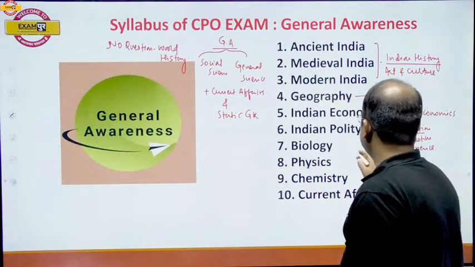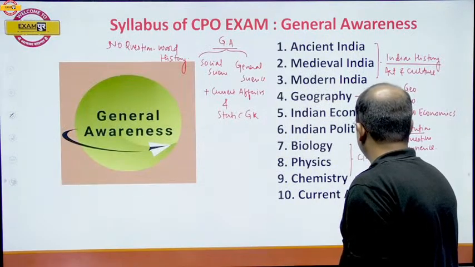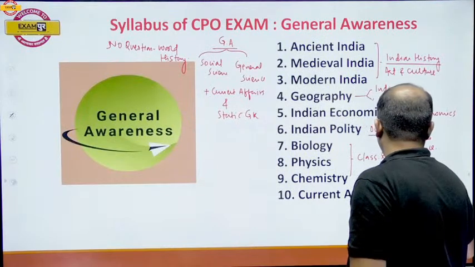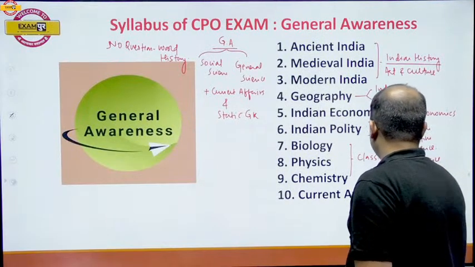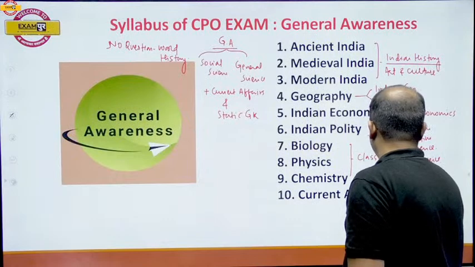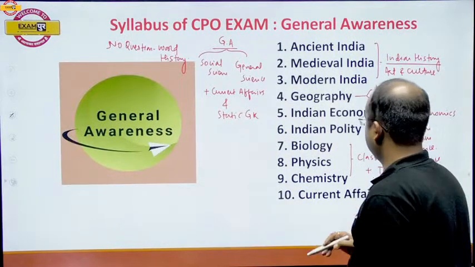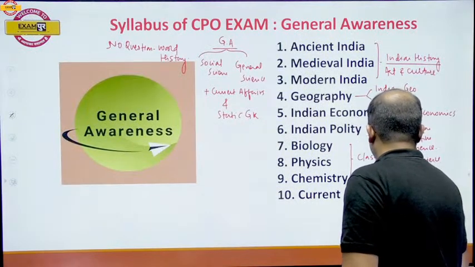Then biology, physics and chemistry, up to class 10th level, that is general science. The general science may also include technology, along with current affairs plus static GK.